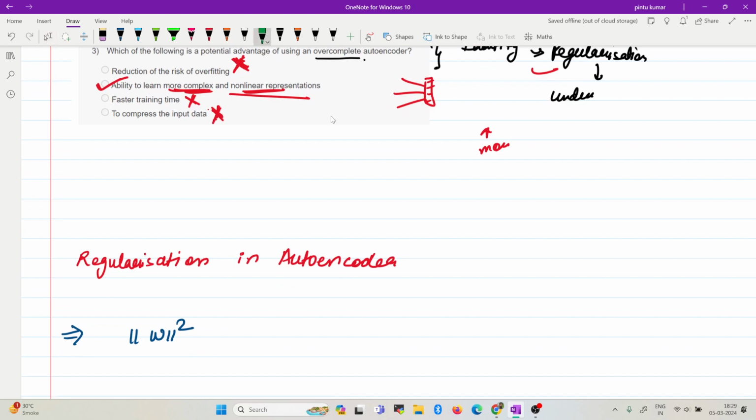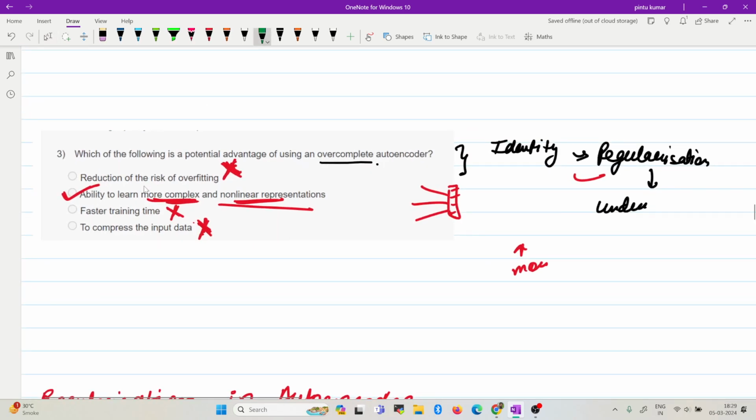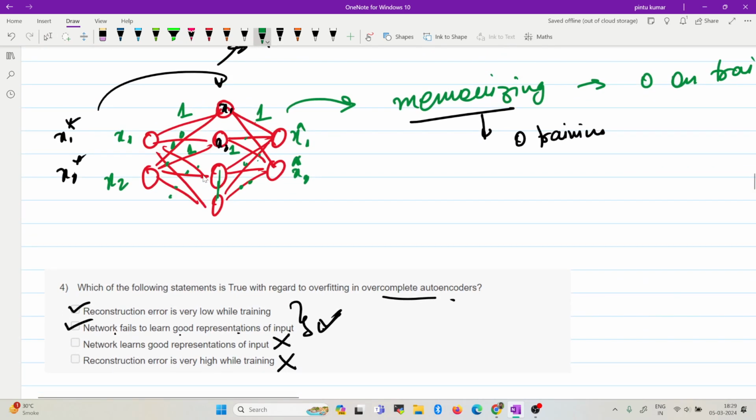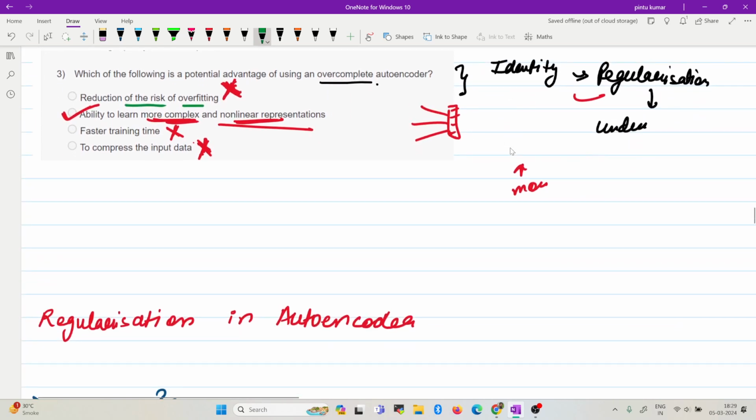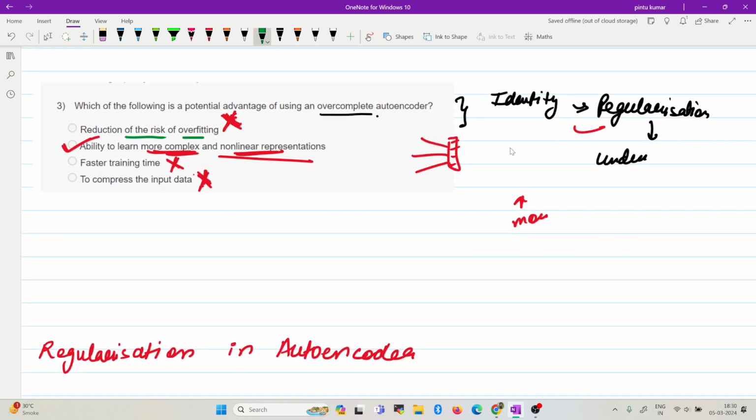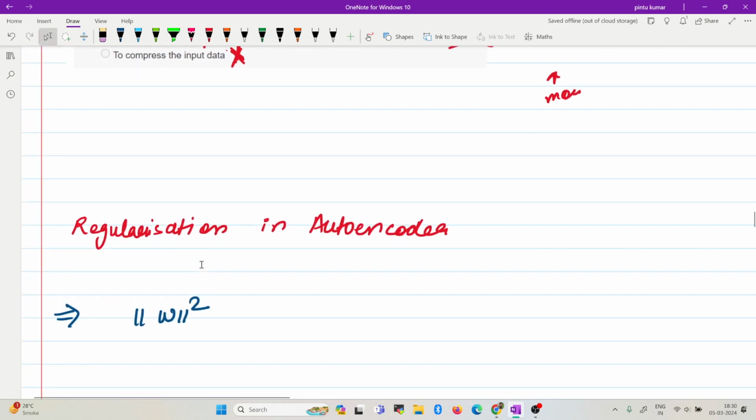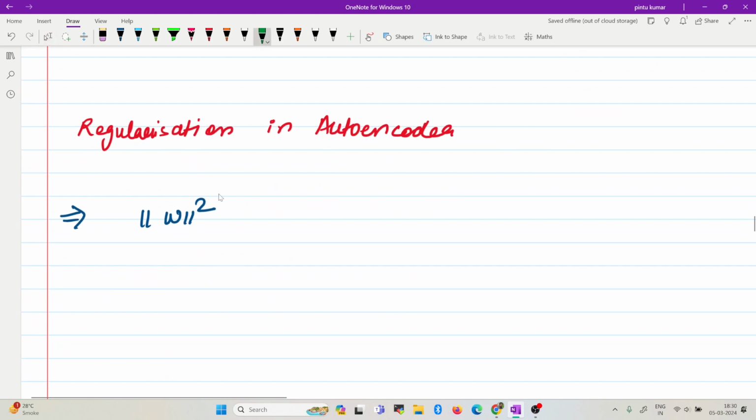Anybody who has done a machine learning course, can you explain the option? Why that option? Definitely, I'll explain. The first option says it reduces the risk of overfitting. But just now we discussed, if you have an overcomplete autoencoder, it is very easy for it to memorize every training point. That's why it overfits. So it does not reduce the risk of overfitting, it will definitely overfit to the training data. Okay. I hope that was clear.